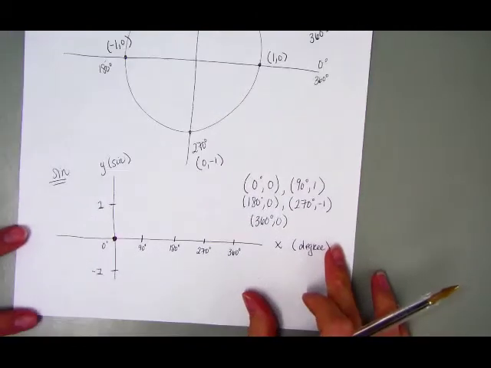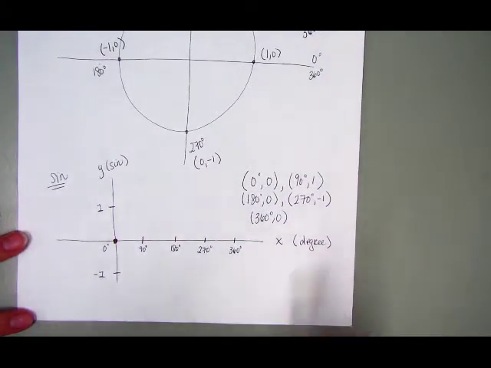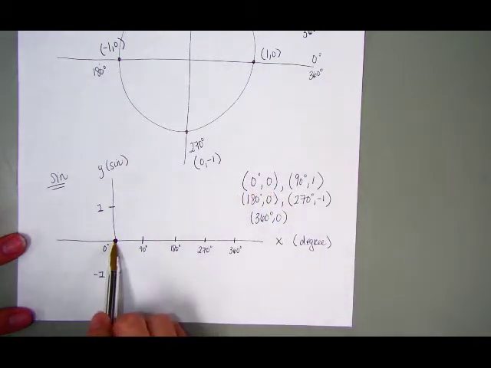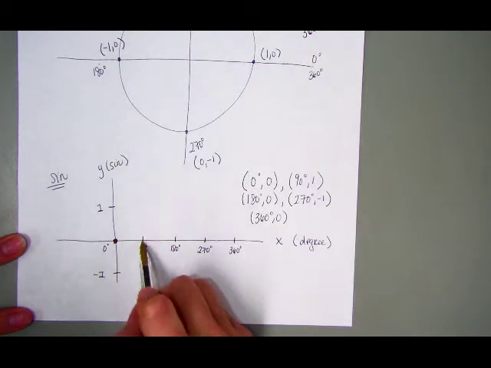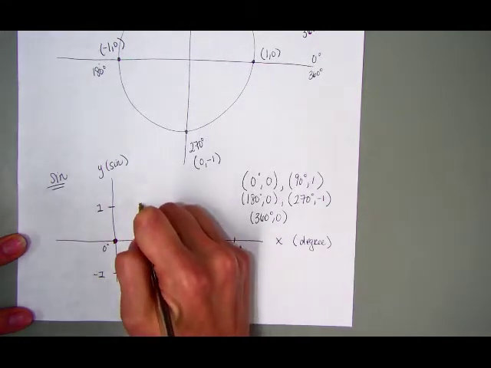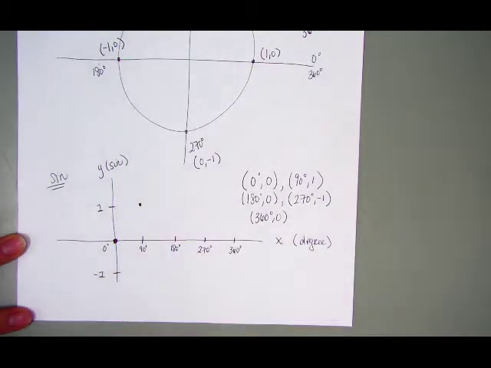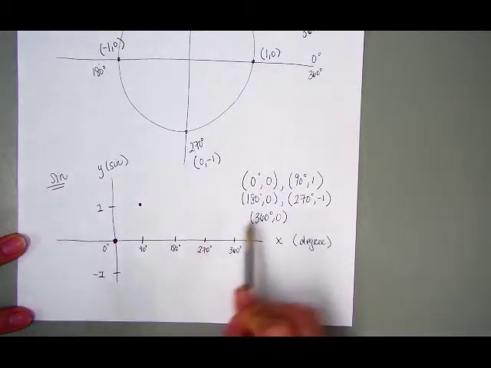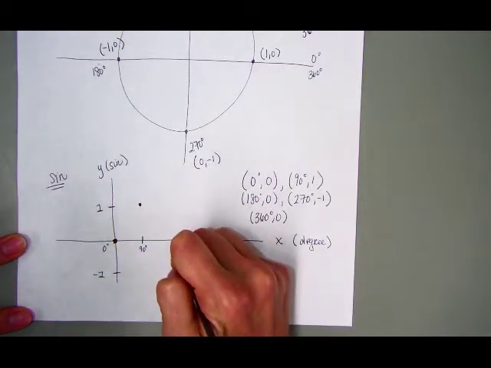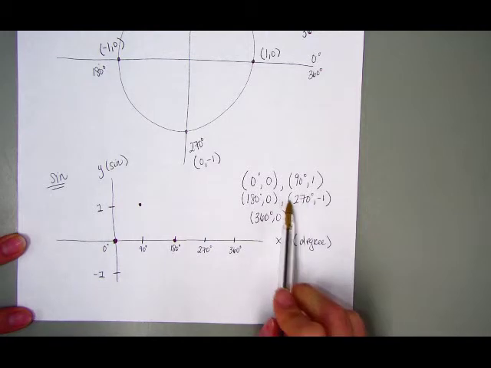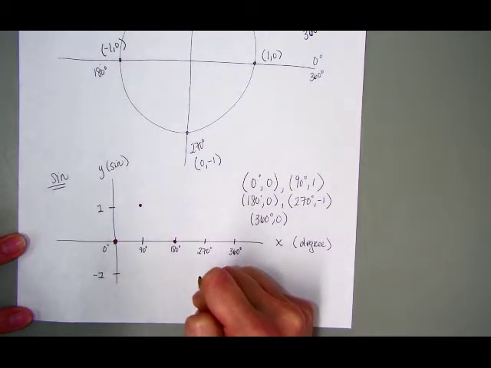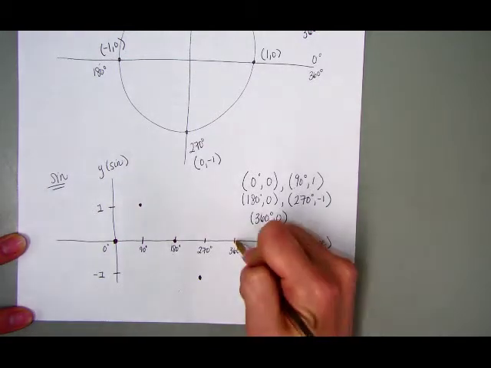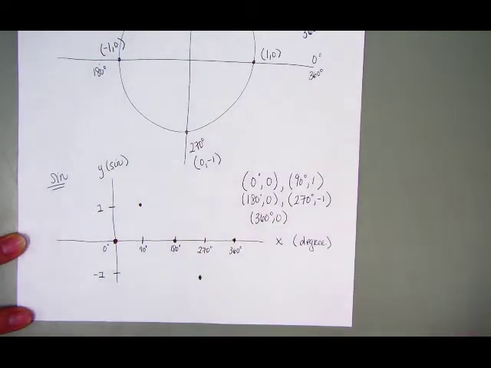Alright, so moving this up, I'm going to plot these points on my graph. So at 0, 0 I have that here. At 90 degrees I know my sine value is 1. At 180 degrees I know my sine value is 0. At 270 degrees I have a sine value of -1. And at 360 degrees I have a sine value again of 0.